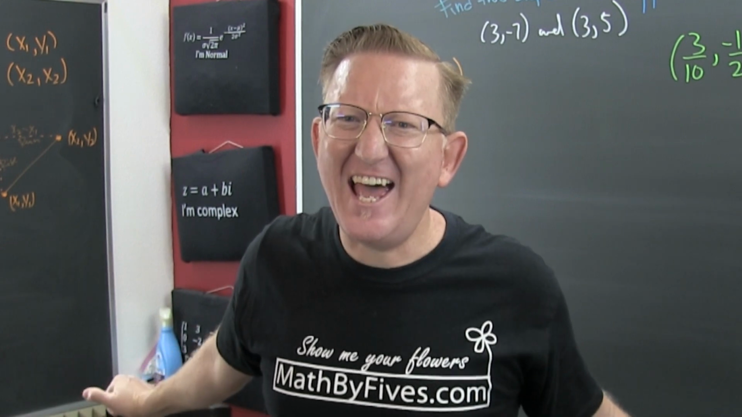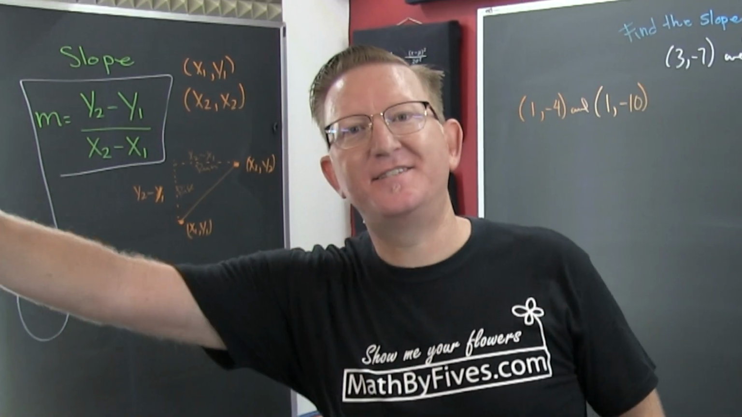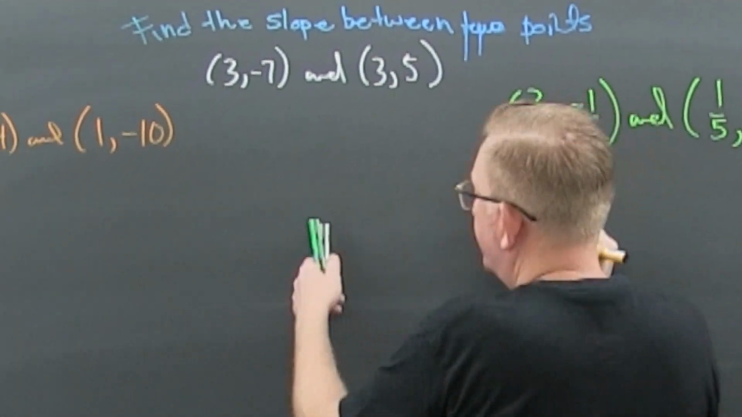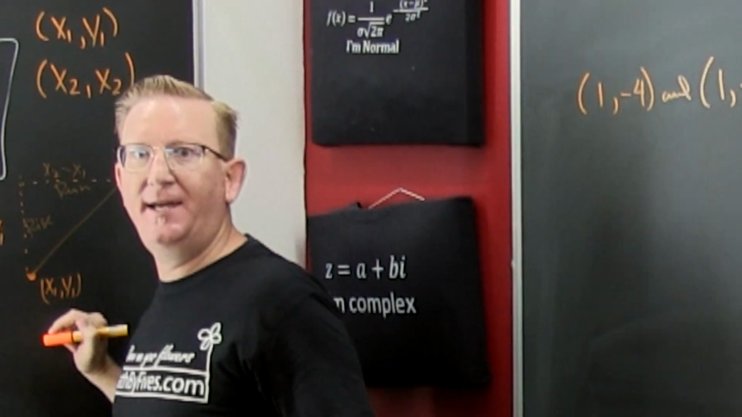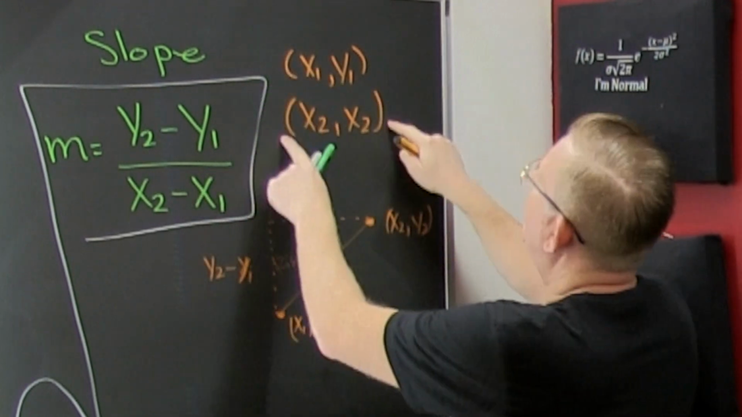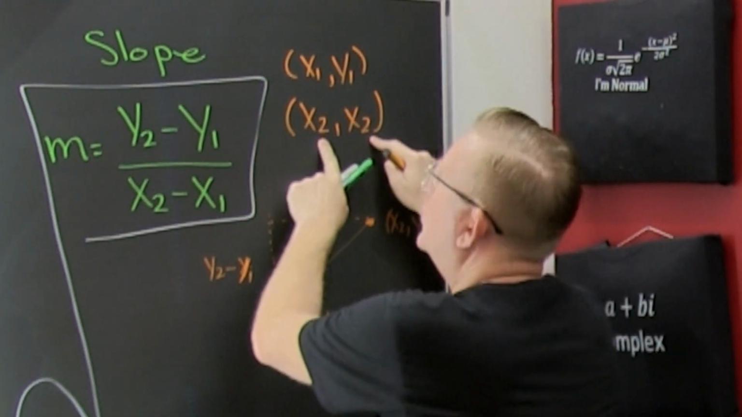Let's find the slope between 2 points. But first, we need a game plan. So we have these 2 points: my first point, my second point. That's why it's ones and twos. So what do I do?